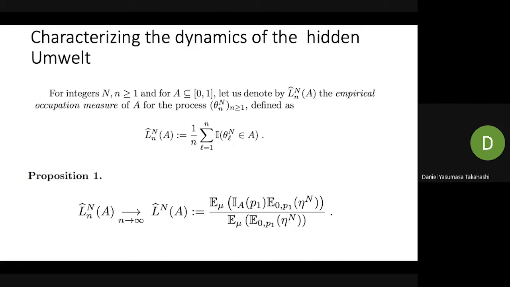Again, I think this is quite intuitive, especially if you think that, for example, mu is concentrated in two parameters, let's say p1 and p2. If it chose p1, it will stay there with a time that is more or less the expectation of the hitting time there. If it goes to p2, it will spend the time of the hitting time for that parameter. And obviously, the empirical probability that we observe, when the small n goes to infinity, would depend on this expectation.